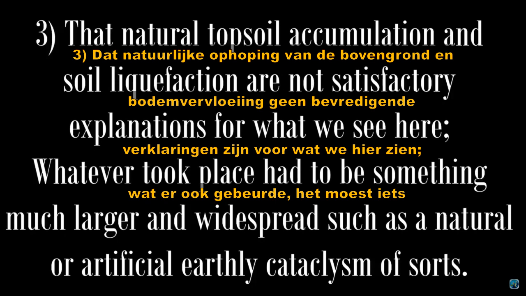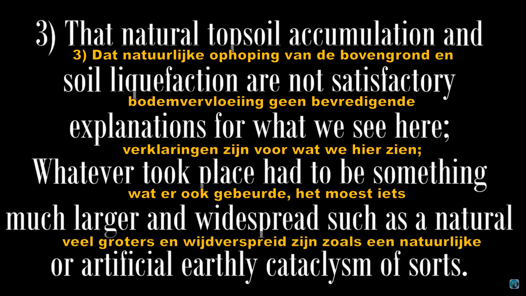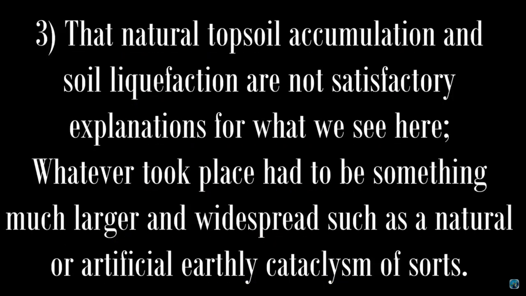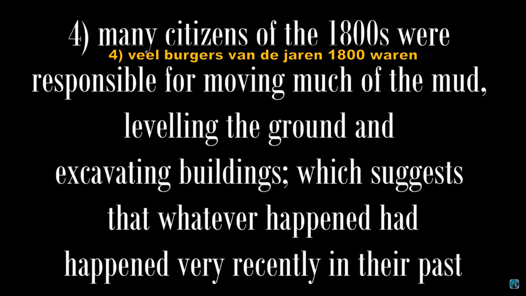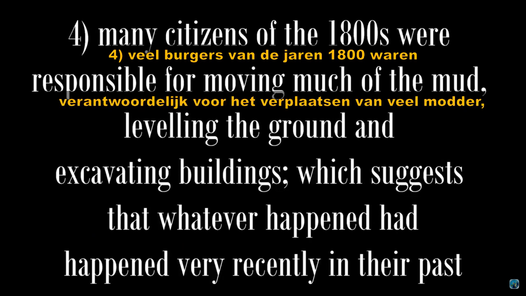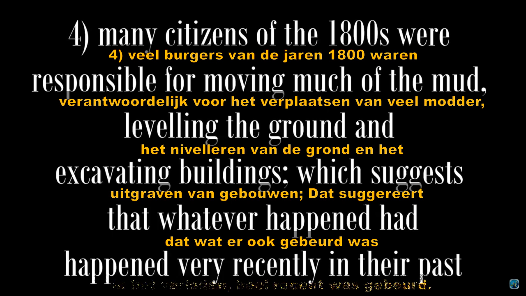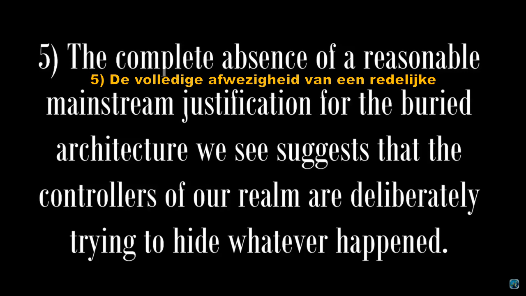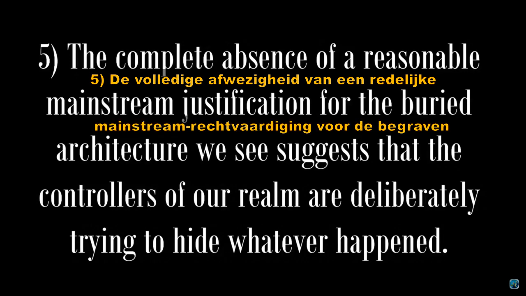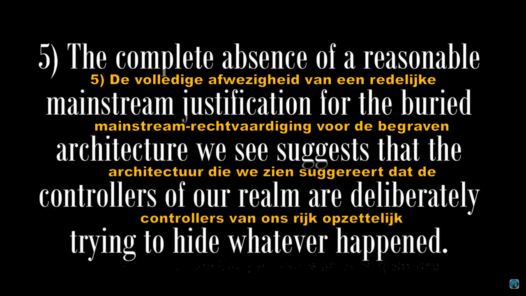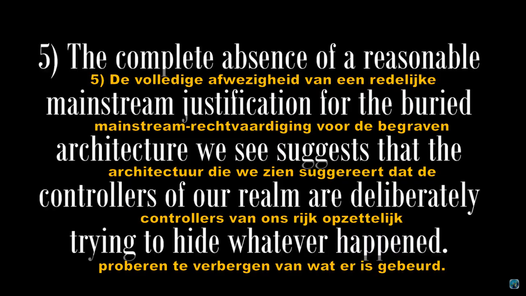Whatever took place had to be something much larger and widespread, such as a natural or artificial earthly cataclysm of sorts. As many of the photographs show, many citizens of the 1800s were responsible for moving much of the mud, leveling the ground, and excavating buildings, which suggests that whatever happened had happened very recently in their past. The complete absence of a reasonable, mainstream justification for the buried architecture we see suggests that the controllers of our realm are deliberately trying to hide whatever happened.